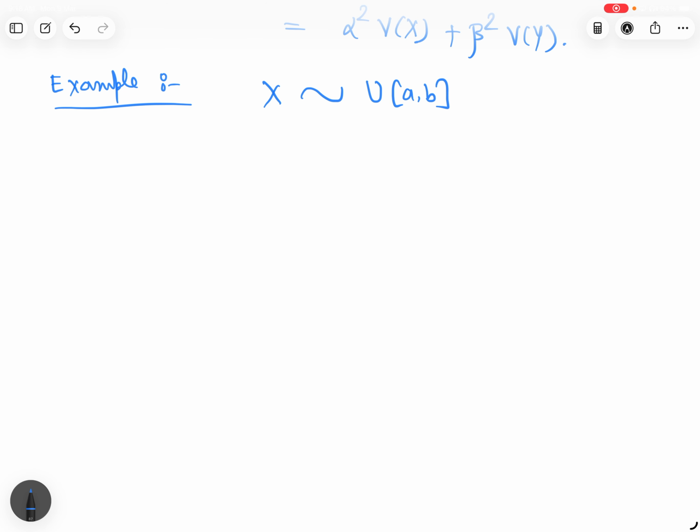So X is a uniform distribution over the closed interval [a, b]. Find the variance of X. This is the question.